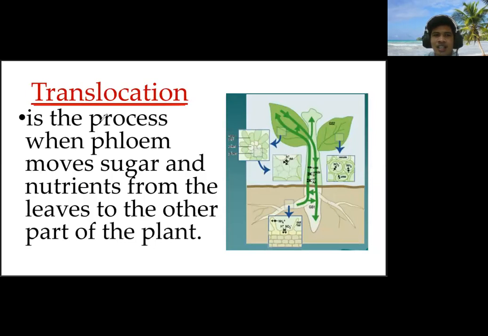Translocation. It is the process when phloem moves sugar or food and other nutrients from the leaves to the other parts of the plants. So it means the phloem transports not just food but also other nutrients. That's why it also has an upward arrow, right? Upward arrows.